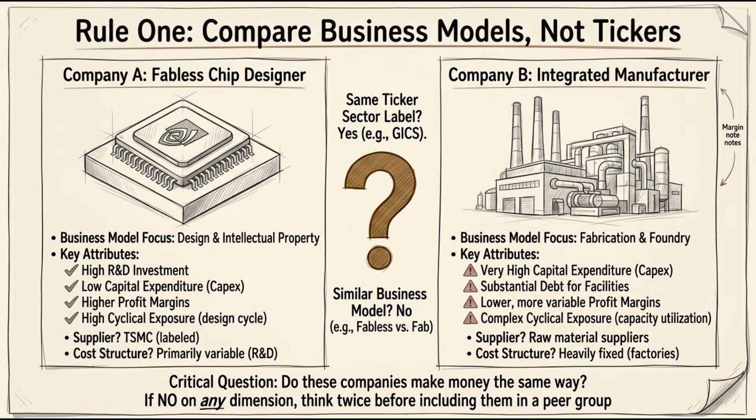Similarity in business models must always trump a shared sector label. A fabless chip designer and an integrated manufacturer face vastly different capital requirements, margin structures, and cyclical exposures, even if GICS groups them together. When you are building your own peer group, ask yourself, do these companies actually make money the same way? Do they share the same suppliers, the same customers, and the same cost structure? If the answer is no on any of these dimensions, you should think twice before including them in your analysis.